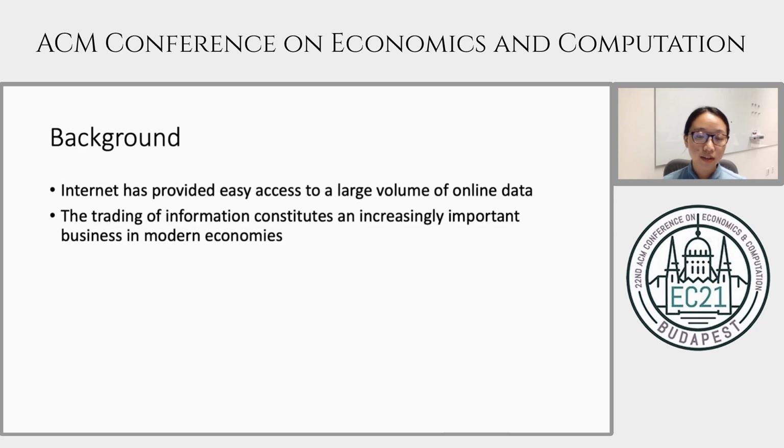The internet has provided easy access to a large amount of online data. As a result, there's a new type of product that's being traded more and more commonly in our life. And unlike traditional commodities, these products provide us with certain kind of information that helps us make better decisions.